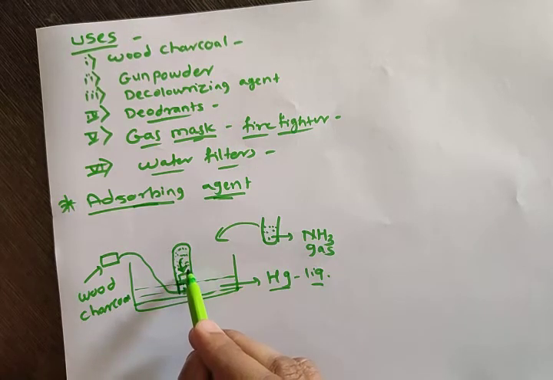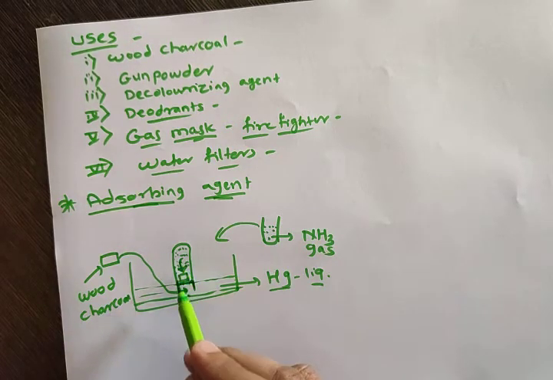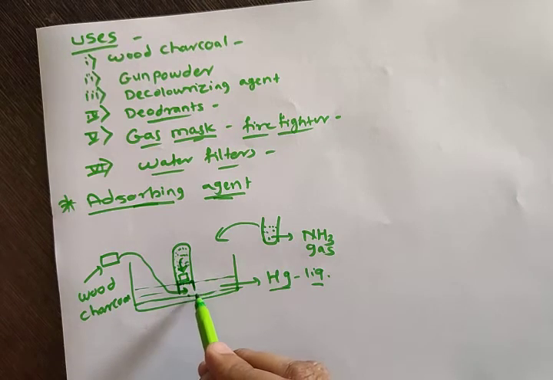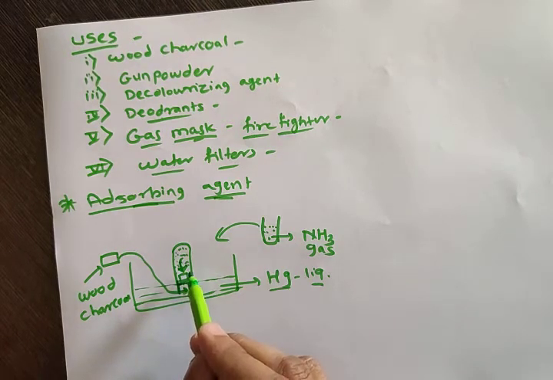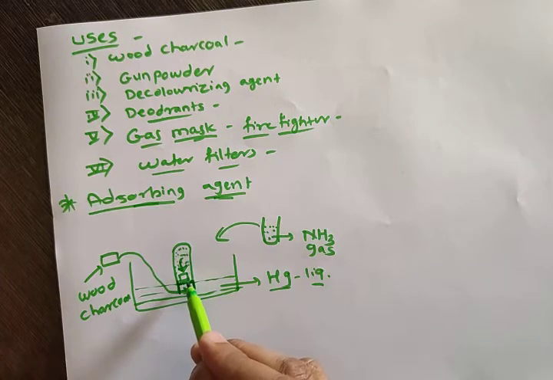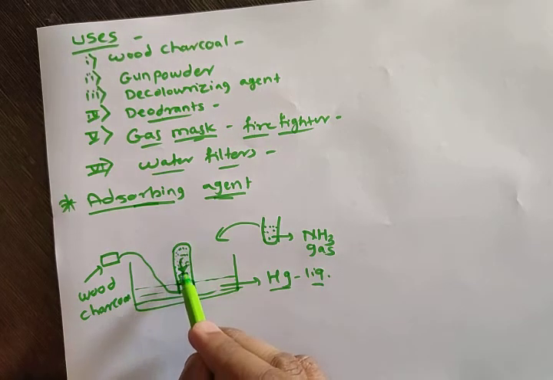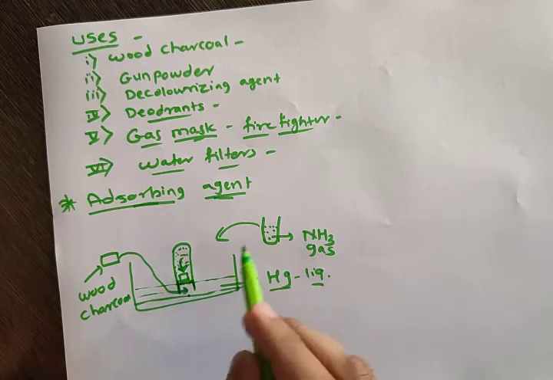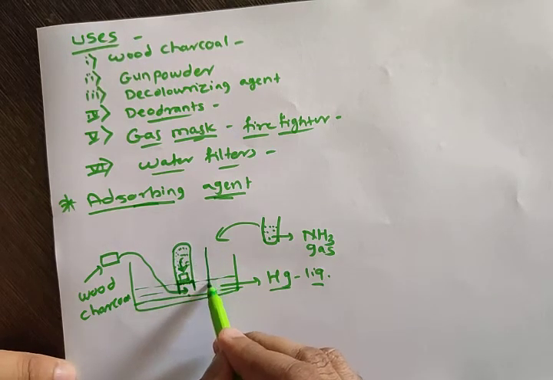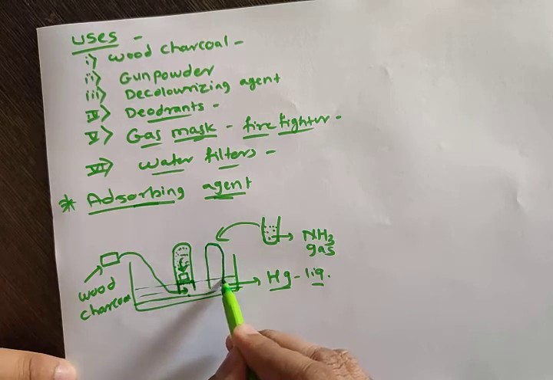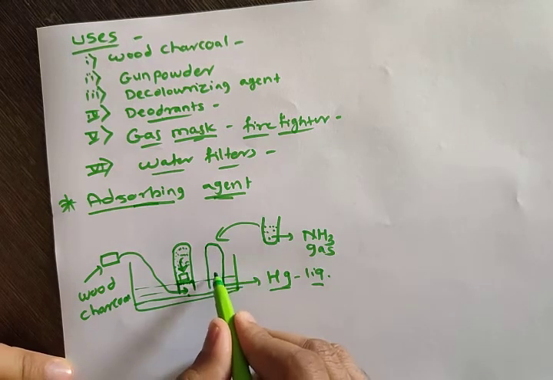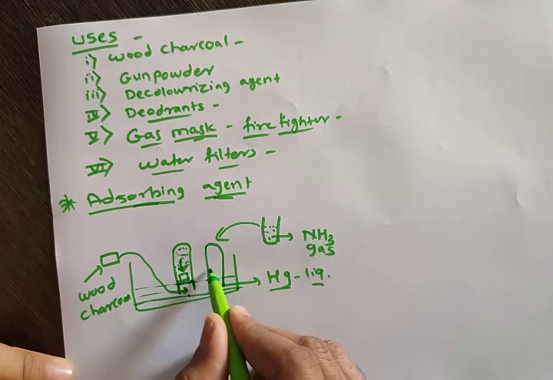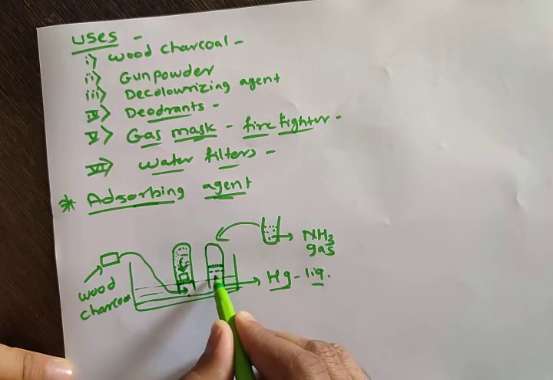Because the test tube is filled with the ammonia gas. So mercury cannot rise inside this test tube. But when we add the piece of wood charcoal, it will adsorb most of the ammonia gas from this test tube. So after some time, I'm drawing again the same test tube for understanding purpose only, the level of this mercury will increase inside this test tube. So the level of the mercury will go up to here.